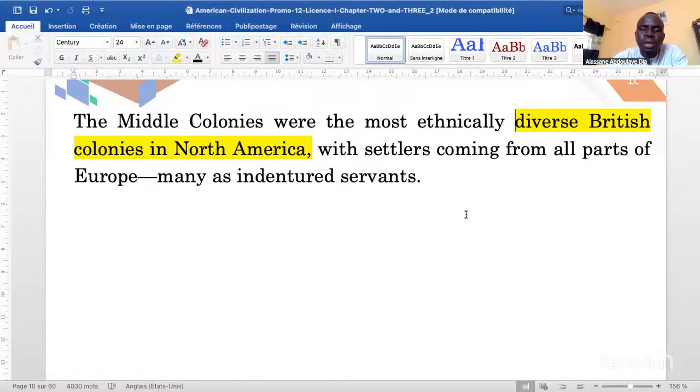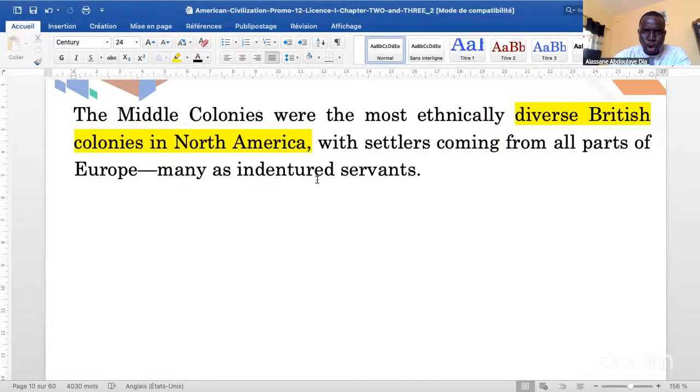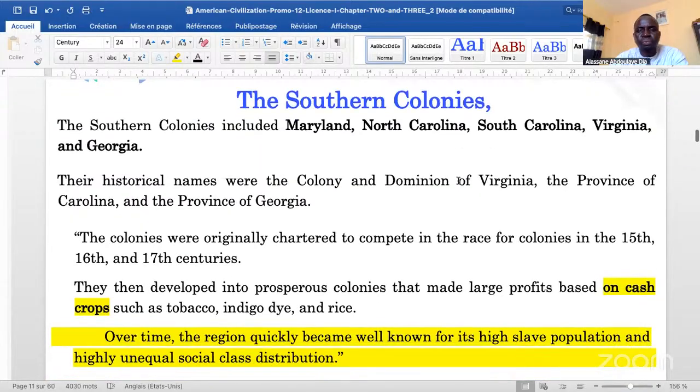So the middle colonies were the most ethnically diverse British colonies in North America, with settlers coming from all parts of Europe and many as indentured servants. What does indentured servant mean? It means enslaved people. It means people put in slavery. That's what we call indentured servant.